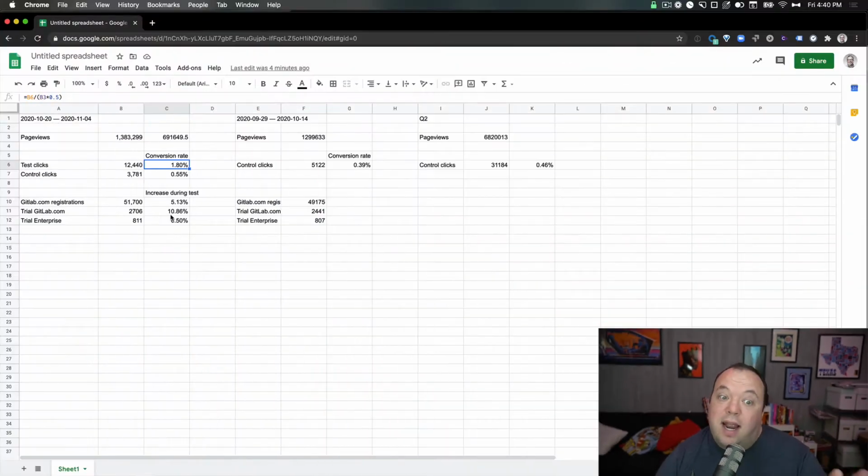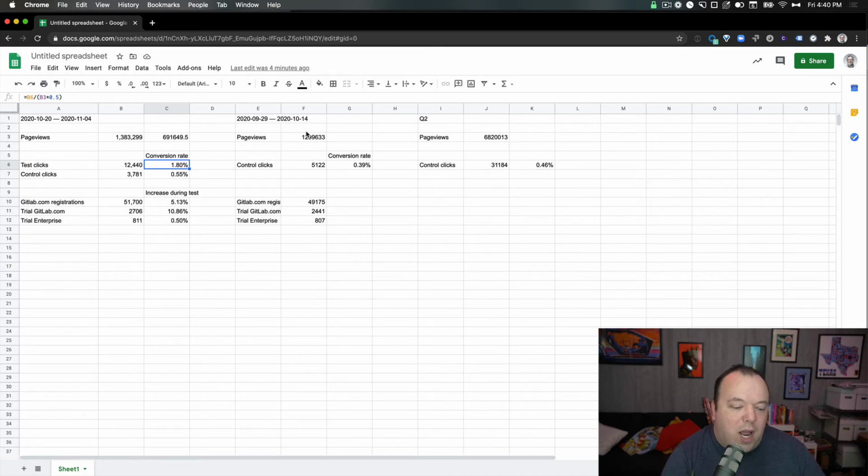What you're looking at now is a spreadsheet that I put together with some data from Sisense. Looking at the period from October 20th through November 4th, versus the same period September 29th through October 14th, that controls for days of the week, so we're not seeing a spike because of the weekend or something like that. GitLab.com registrations were actually up about 5%. Trials for GitLab.com were up around 10% during the same time, and the enterprise trial, interestingly enough, was only up about a half a percentage point.